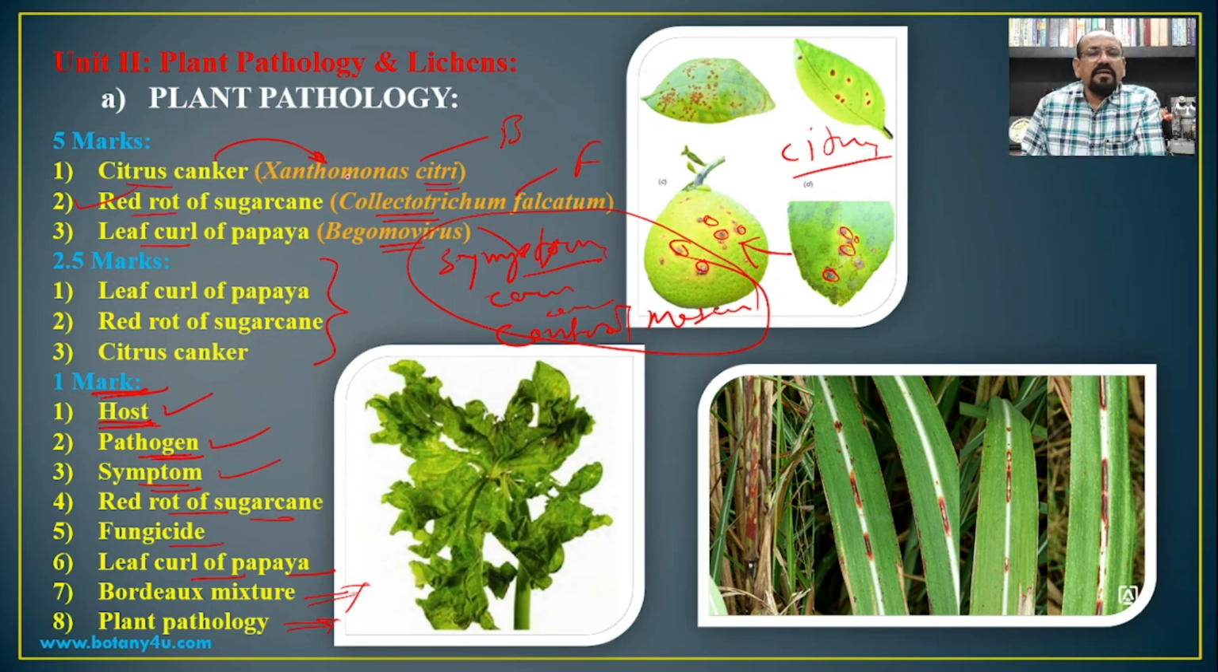Even there will be a question for 1 mark on the causal organism, where simply the Begomo virus may be given for 1 mark, so that we can provide the same type of answer but in 2 to 3 lines for the 1 mark questions.